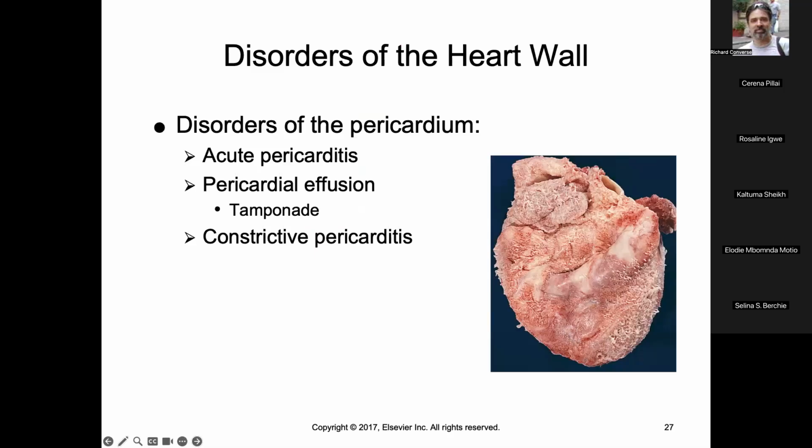Disorders of the heart wall include pericardial disorders, acute pericarditis, pericardial effusion resulting in cardiac tamponade, and constrictive pericarditis, which is a chronic condition that occurs when the pericardium thickens and becomes fibrotic, limiting the heart's ability to function. This is caused by granulation tissue formation in the pericardium, resulting in a loss of elasticity and restriction in ventricular filling. This condition is often characterized by chronic scarring, fibrosis, and calcification of the pericardium and is associated with diastolic dysfunction.